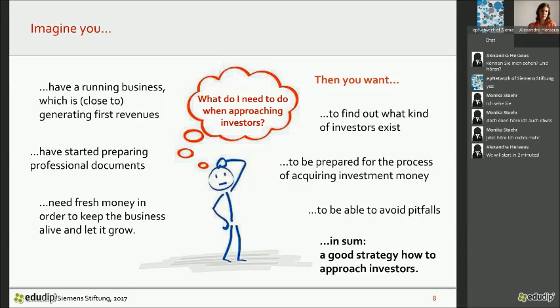You have started preparing some professional documents and they show what you've achieved, where you want to go. So you have some kind of a history to show and also a plan to go ahead. And that's the reason you need fresh money, because you want to keep the business alive, let it grow and continue further. What you want to have then on the other side is to find out what networks and what investors exist. You want to prepare for the process, and you want to be able to avoid any pitfalls that you can, because you know it's a long way and you want to be good at it.